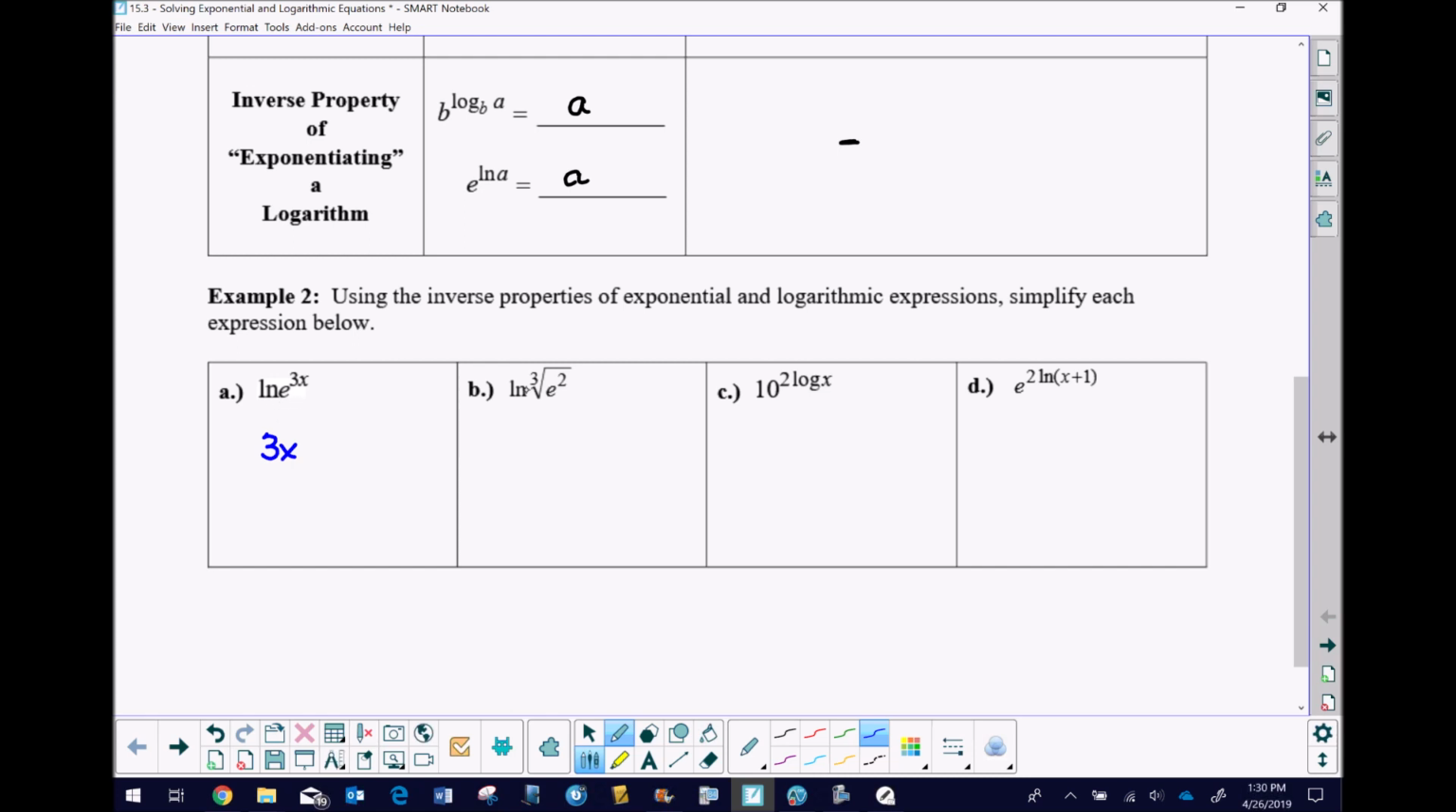All right, now this one's a little tricky. For part B, I would advise you to rewrite the cube root of e squared so that it has just a single exponent attached to the e. And that exponent, would it be 2/3 or 3/2? Good, I heard one of you say it. It is 2/3. That's really important that we get that correct, because whatever that exponent is is our answer. Because the ln and the e sort of kind of wipe each other out.